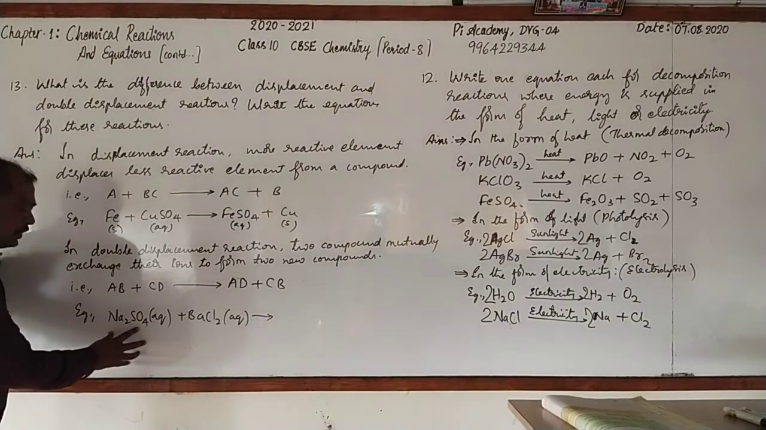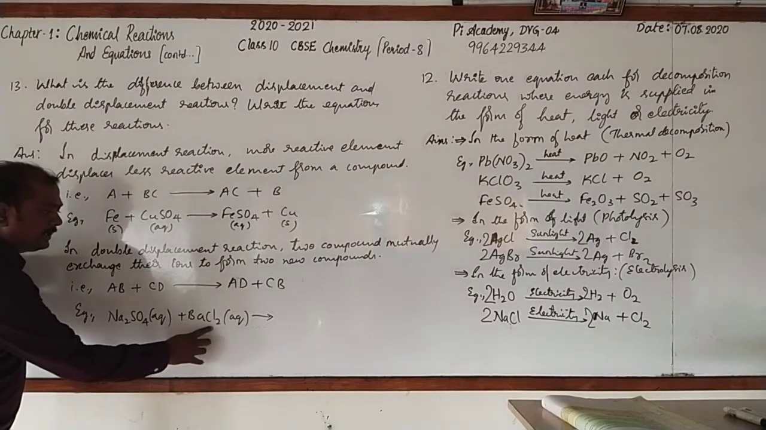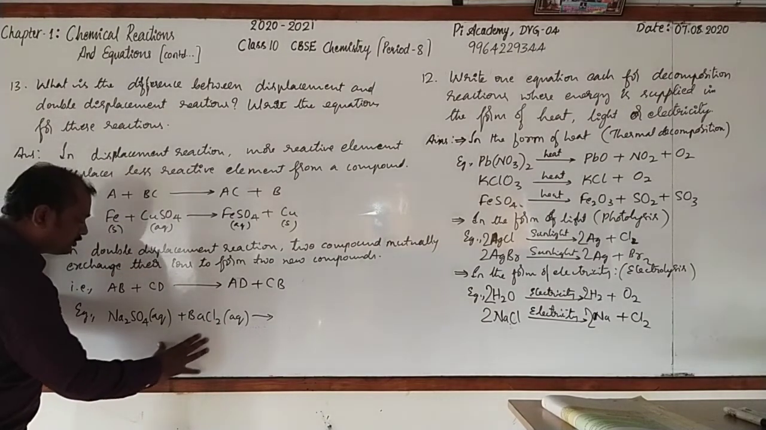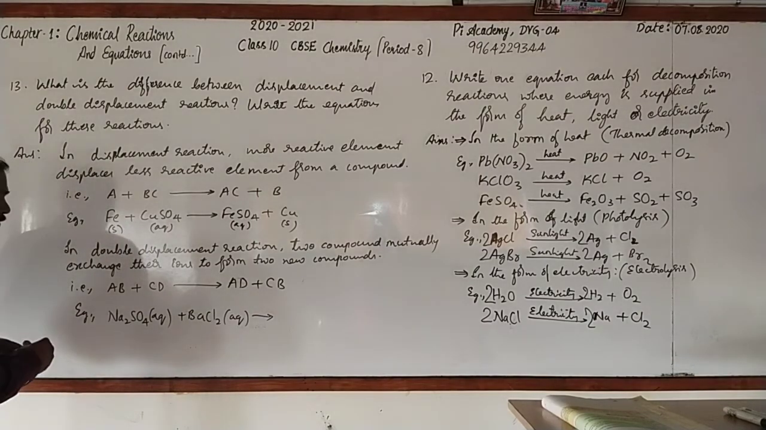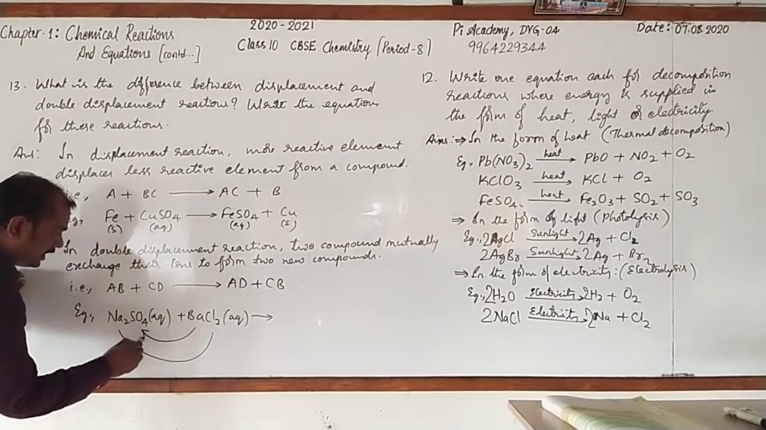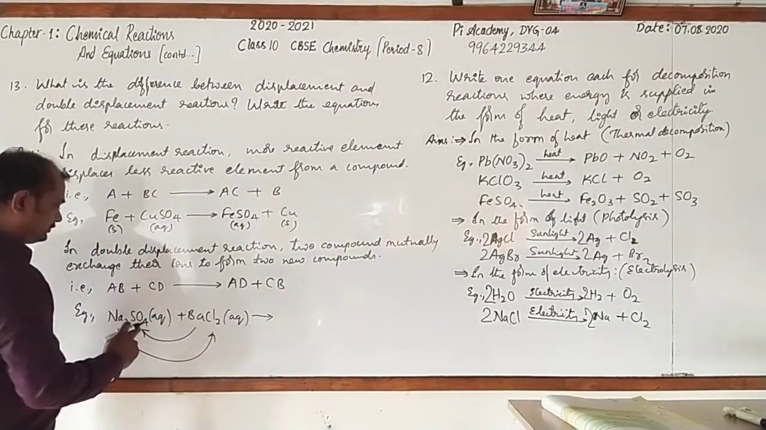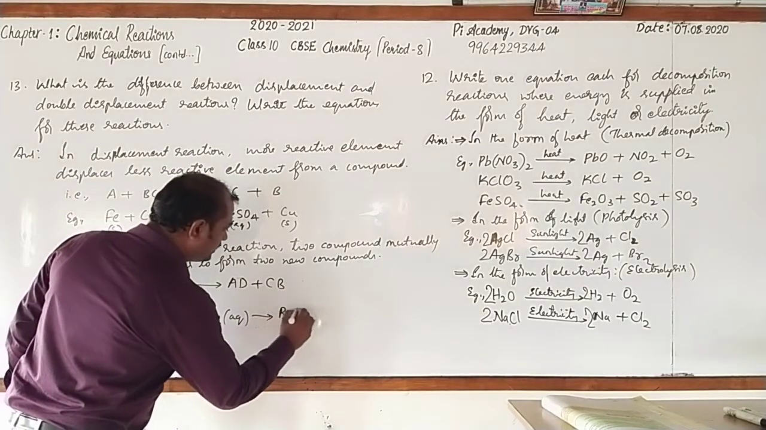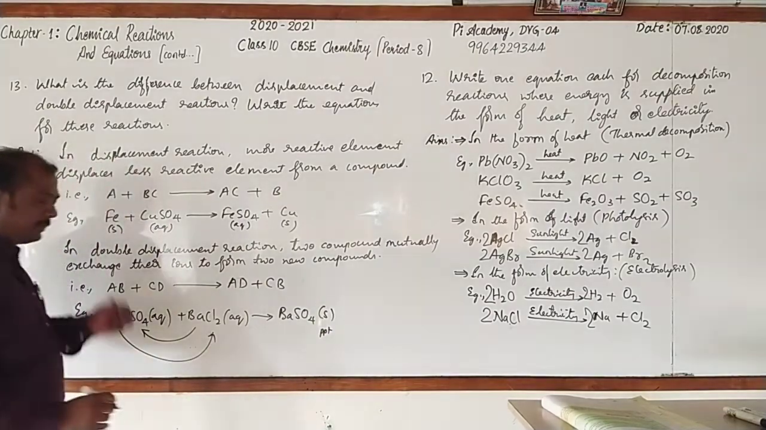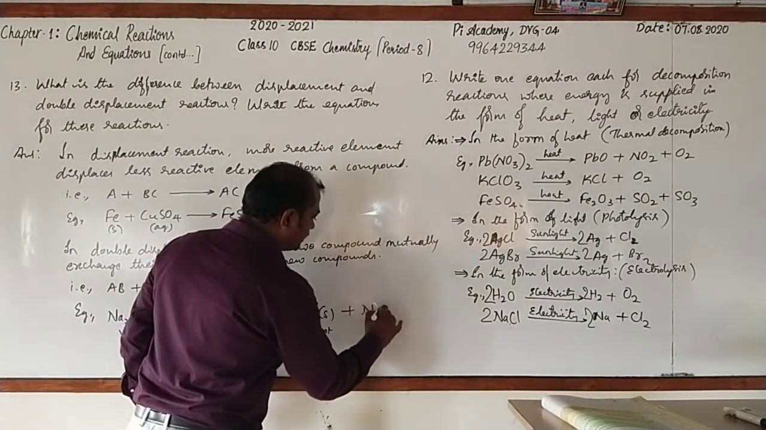Sodium sulfate, in that sodium and sulfate are the ions. Barium chloride, barium and chloride are the ions. They mutually exchange their ions to form two new compounds. Look here, NaCl and BaSO4. Here I'll write BaSO4. This is solid, nothing but precipitate. It will be a white precipitate. Next, and another one is NaCl.